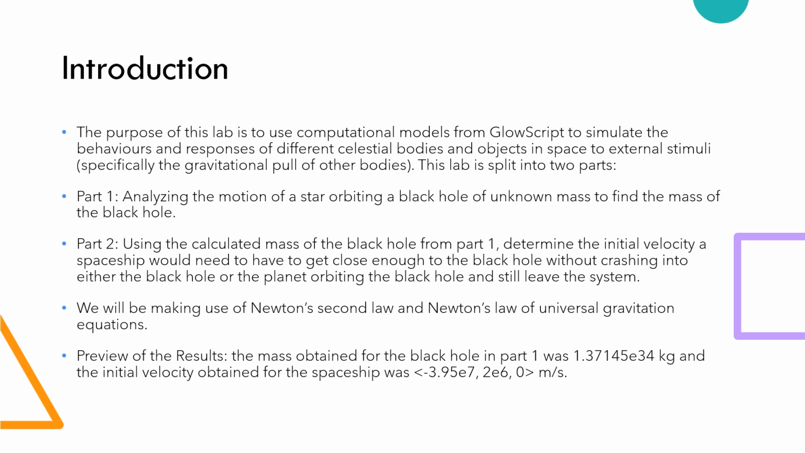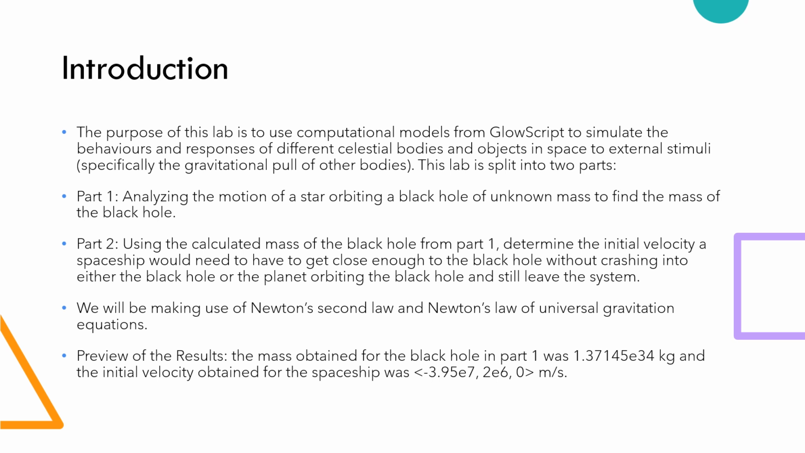Part 1: analyzing the motion of a star orbiting a black hole of unknown mass to find the mass of the black hole. Part 2: using the calculated mass of the black hole from Part 1, determine the initial velocity a spaceship would need to have to get close enough to the black hole without crashing into either the black hole or the planet orbiting the black hole and still leave the system. We will be making use of Newton's second law and Newton's law of universal gravitation equations.